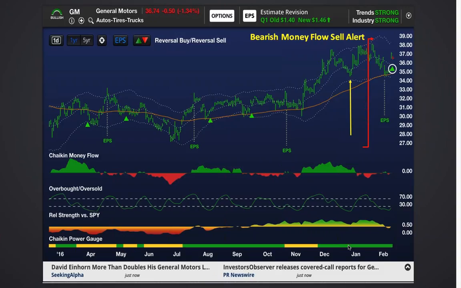Be fearful when other people are greedy and greedy when other people are fearful. So if you see a Trump tweet on a stock you like, start looking for buying opportunities. If you're an options trader, look for call options or vertical call spreads.